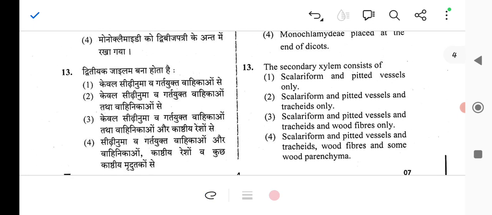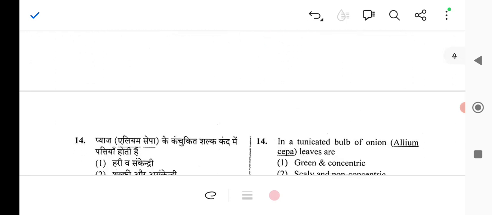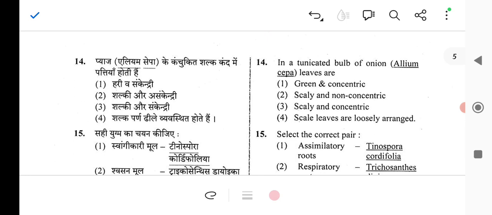Next: the secondary xylem consists of scalariform and pitted vessels, tracheids, wood fibers and some wood parenchyma. Next: in a tunicated bulb of onion, Allium cepa, leaves are scaly and concentric.